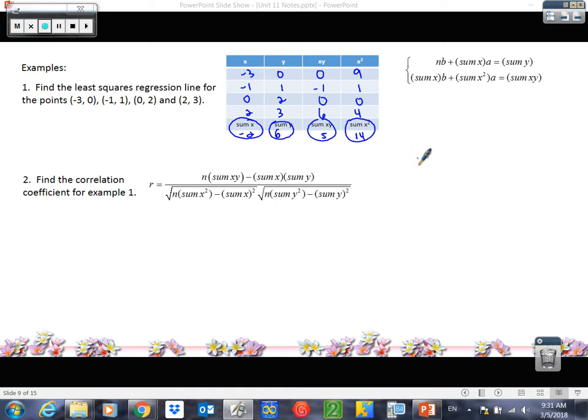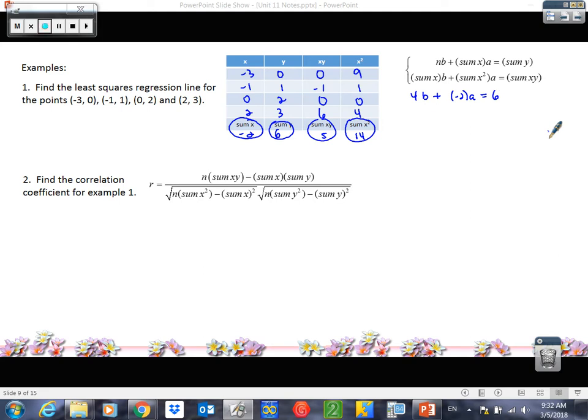So now I'm going to take this data and transfer it into this template right here. This is going to give me my system of equations that I'm going to have to solve. So for us, n is 4, so 4b plus sum x. I go look at my chart. I see sum x is a negative 2, a, and then sum y, here I look at my chart and I get a 6. So there's my first equation for the system.